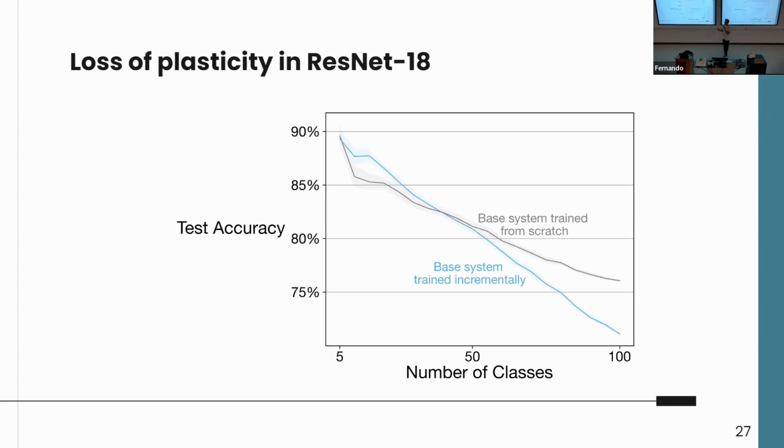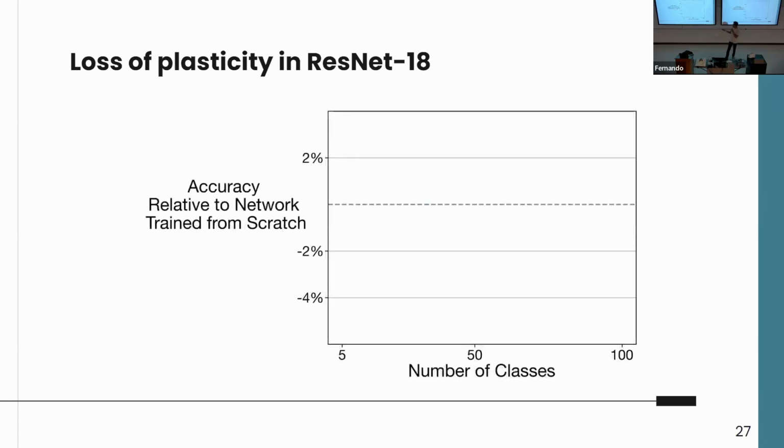But what we really care about to show plasticity is not each of these lines, but the difference between these two lines. So I'm going to plot the difference. I'm going to plot the blue line minus the gray line in the next plot. So this is going to be the accuracy relative to the network trained from scratch.